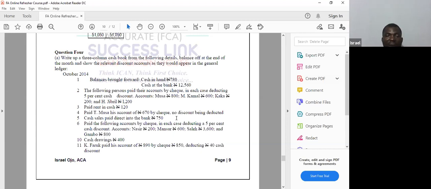Let's talk about Musa. Musa is 800 naira. 800 naira times 5% will give us 40. It means the cash discount that the person will enjoy is 40 naira, and the person is going to make a payment of 760. Now the question is, is it discount allowed or discount received? It is discount allowed, that's 40. And discount allowed is found on the debit column of your three-column cash book.